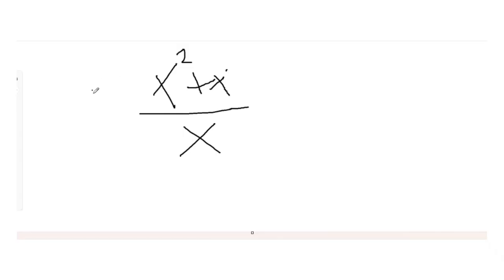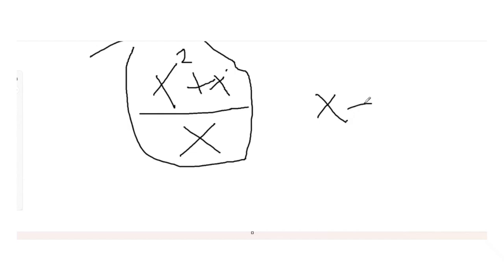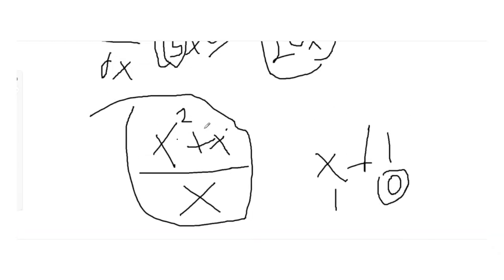So for example, we have x squared plus x over x. So try finding the derivative of this. So you can simplify this to x plus 1. Now, like I said earlier, the derivative of any constant is 0. So that becomes 0. And the derivative of any variable with a coefficient of 1 is 1. So the derivative of this is 1.